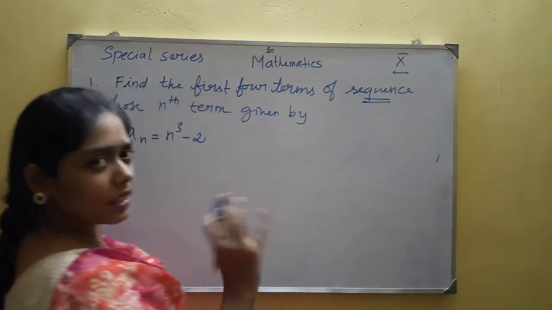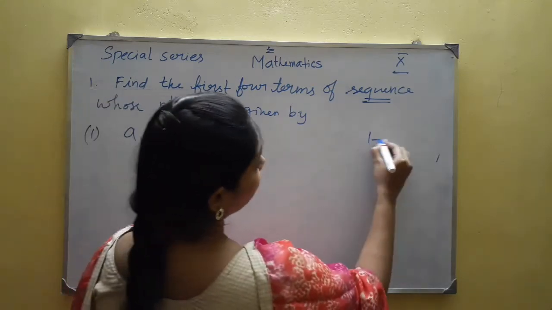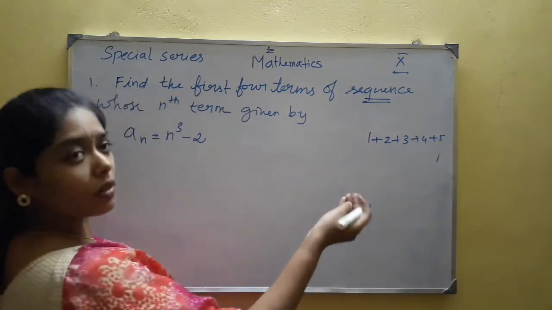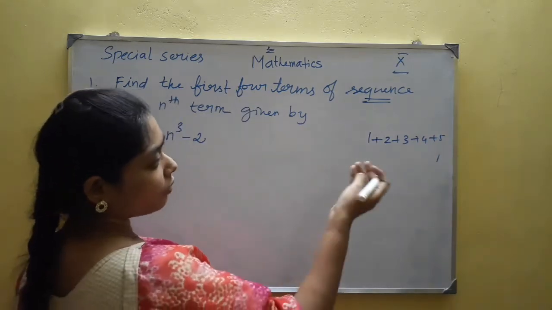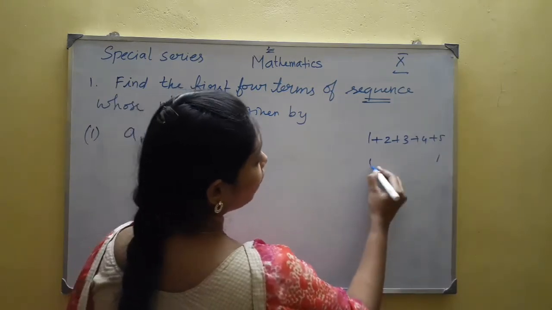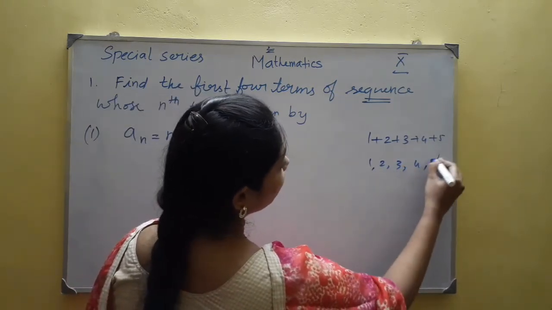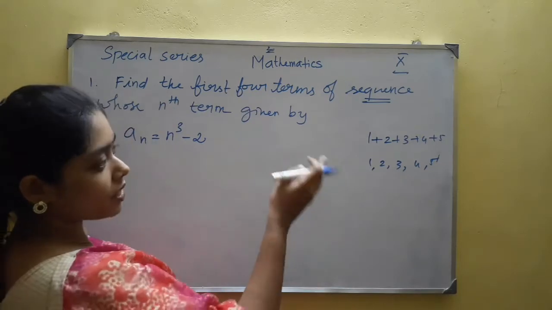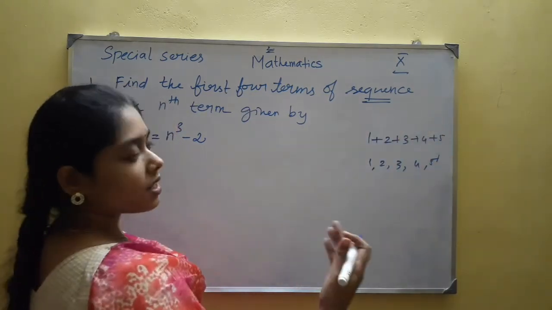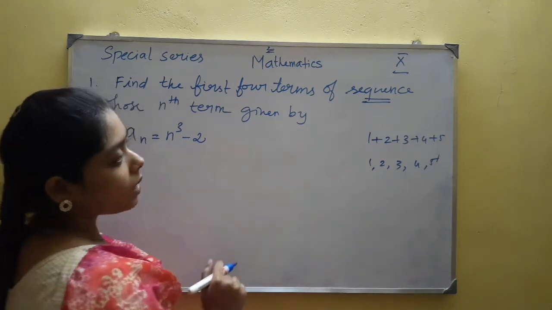What is the difference between sequence and series? Suppose I write 1 plus 2 plus 3 plus 4 plus 5. These are the first 5 terms in a series. First term, second term, third term, fourth term, fifth term. If you write 1, 2, 3, 4, 5, this is a sequence. This is the difference between series and sequence. In a series you do summation. In a sequence you just separate each and every element by commas.